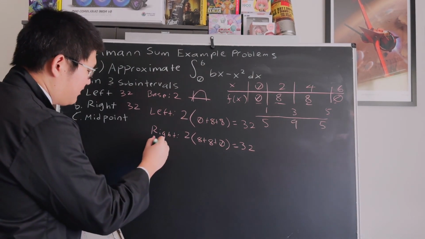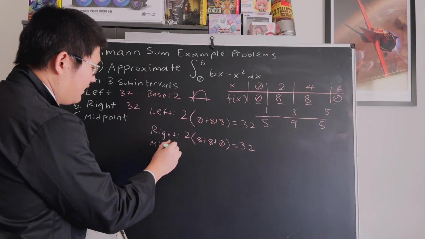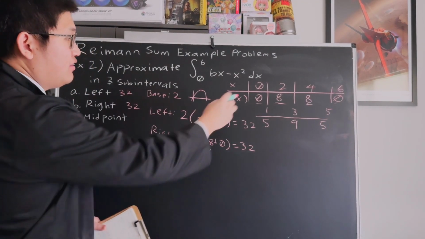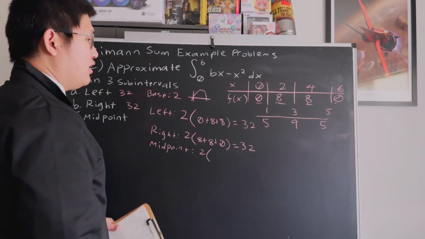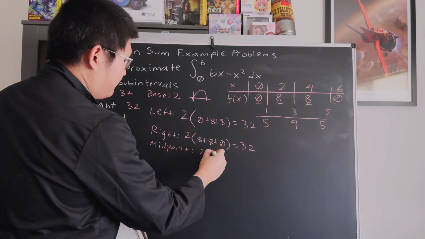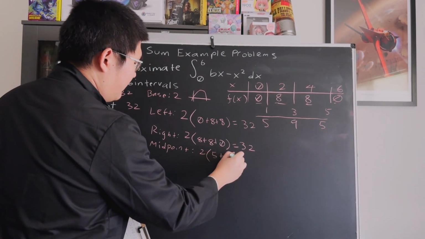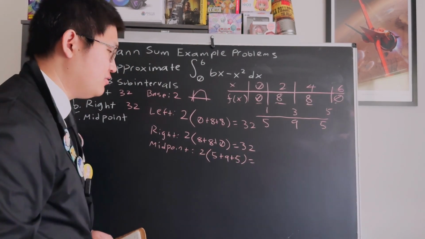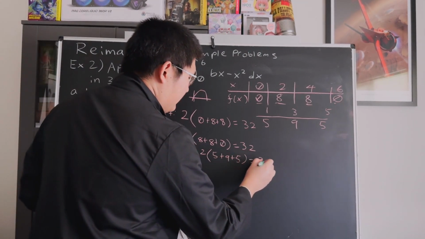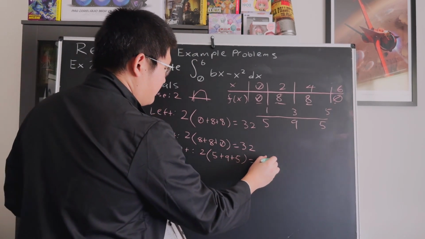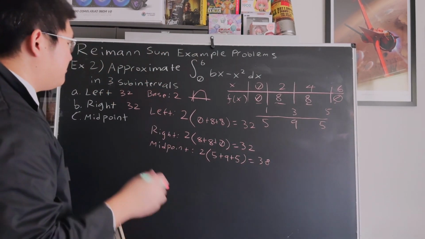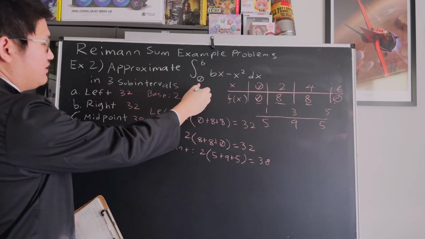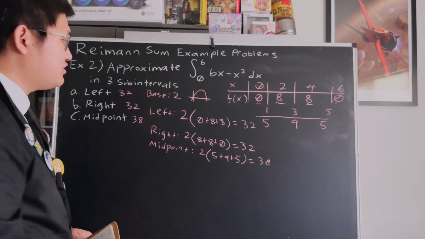But let's have a look at the midpoint now, because midpoint is going to be right in between those values of 2, 4, and 6, where in that sense we get 5, 9, and 5 that we found out earlier, which is going to be a 19 times a 2, which will be 38 as a result of the midpoint. So in this case, midpoint is actually a little bit larger than left and right, because of how we get closer into the actual heights of this function.